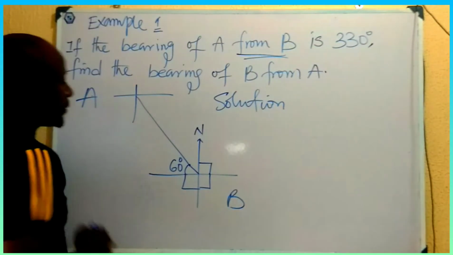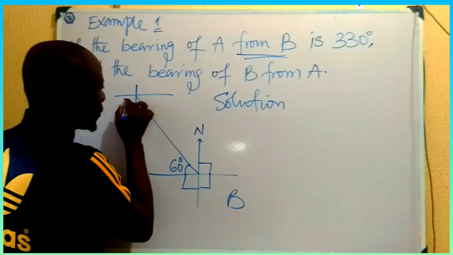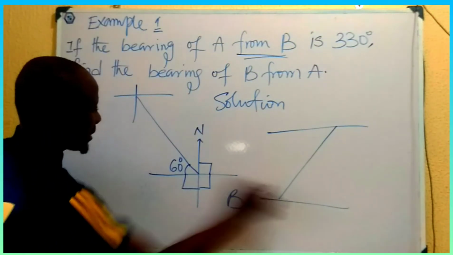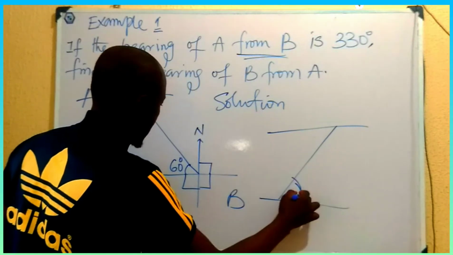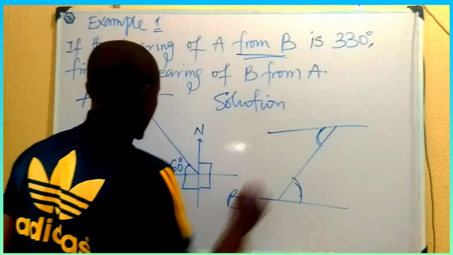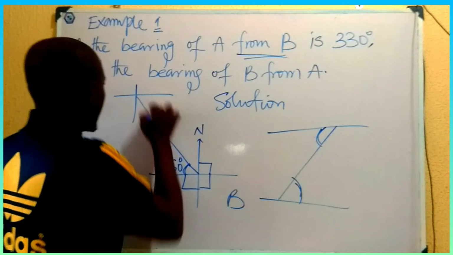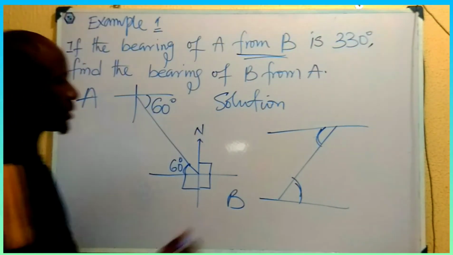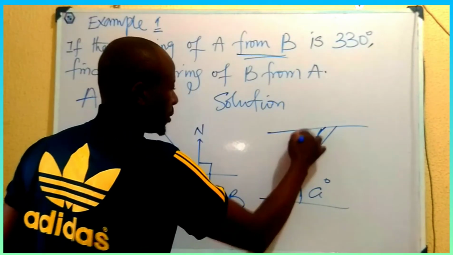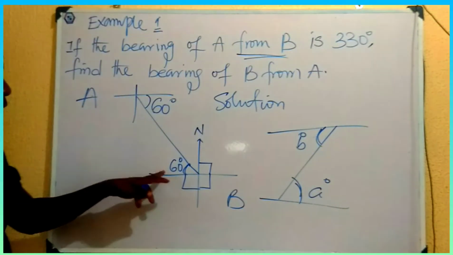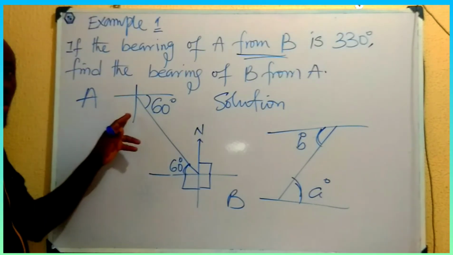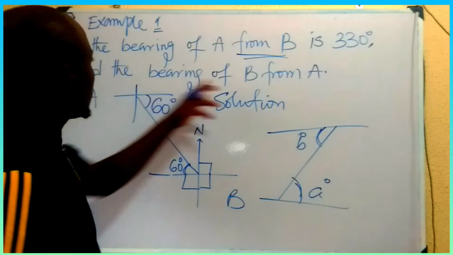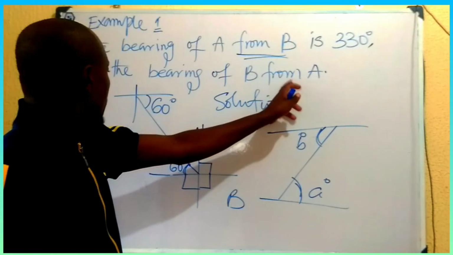Point A, right? So remember our alternate angle. If I draw this and this, I have a straight line. This line is parallel to this line. So this angle here is alternate to this one here, right? So if here is 60, here automatically is what? 60 degrees. Alternate angles. So this angle is equal to this angle. They are equal, right?